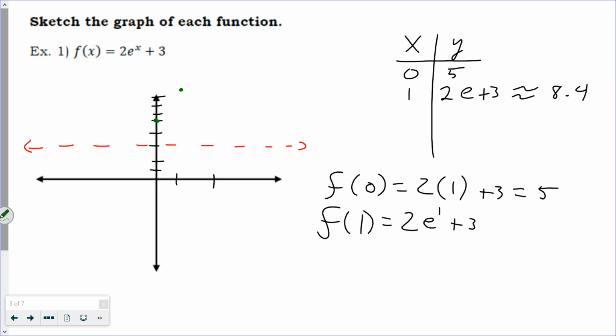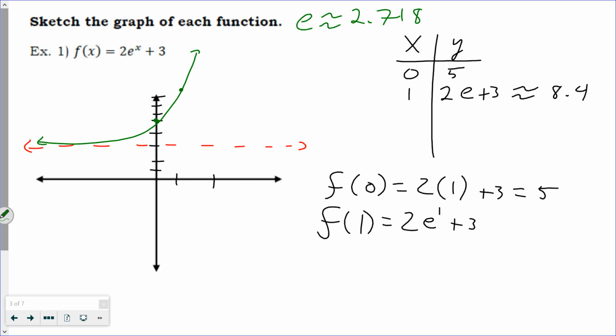It says e is approximately 2.718. Yeah, it makes it a growth function, exactly. Anything with a base of e is a growth function. That means you start near the asymptote and then you grow away from it. You start near it and you grow away. That's what makes it a growth function.